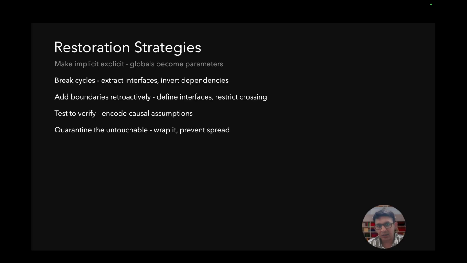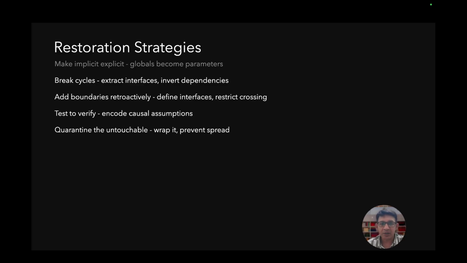Try to break cycles. Circular dependencies are causality killers. Find them, break them. This might mean extracting interfaces, introducing dependency inversion, or splitting modules. It's painful but necessary.